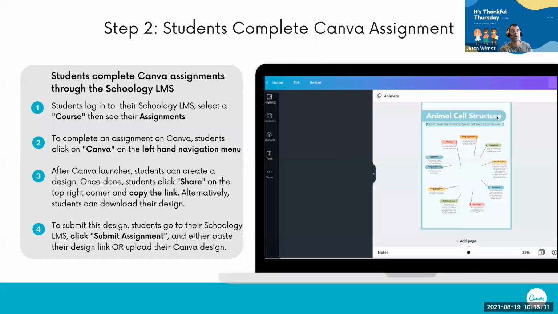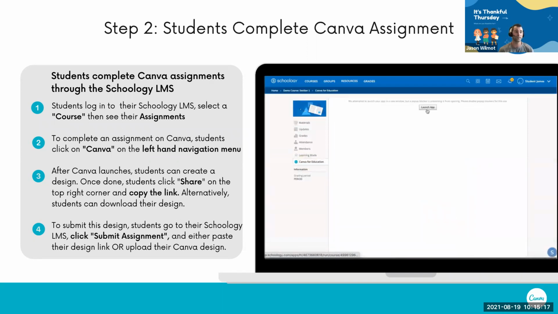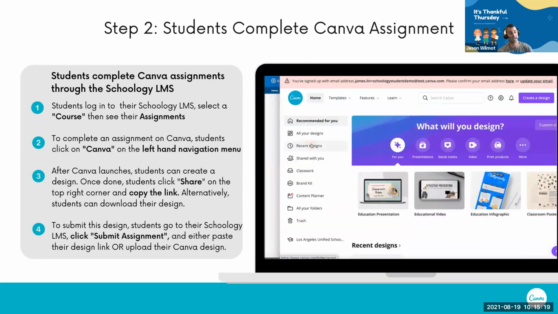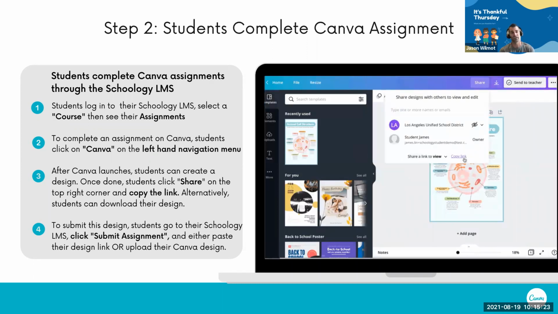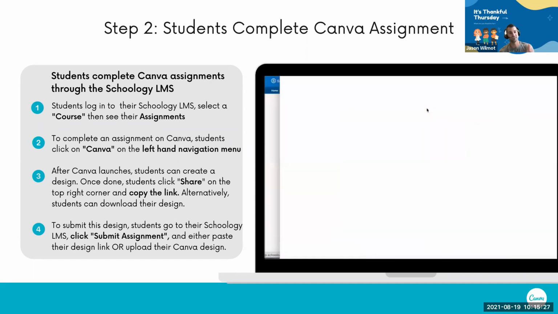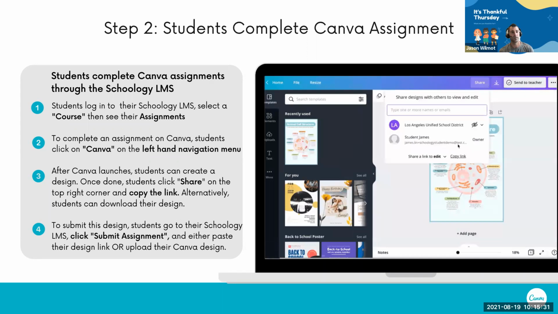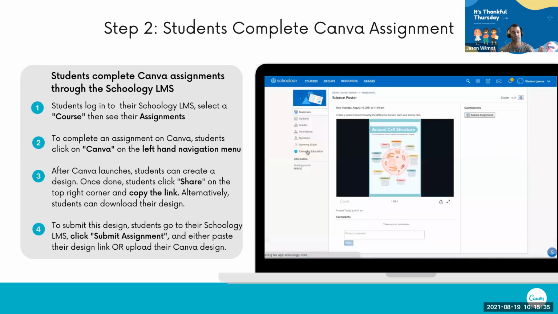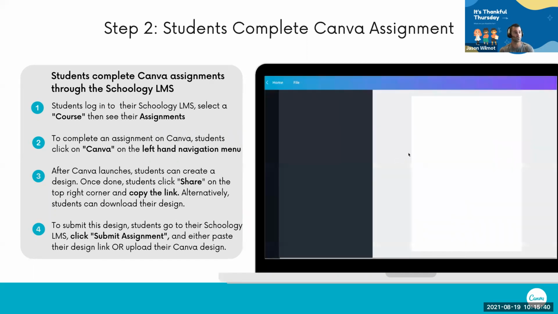Then step 2 is the students actually complete the assignment. So the students will be logging once again into their Schoology LMS. They'll select course. They'll see what their assignment is. To complete that assignment, the student will click on Canva. You can see that left-hand nav window, and we'll stop and watch this video again because it's just on a loop. You can see Canva for Education, launch the app. I can now complete the app that I'm supposed to be doing. And once again, I can actually send this to the teacher right then and there, or I can once again post a link if I want feedback on it with other students as well.